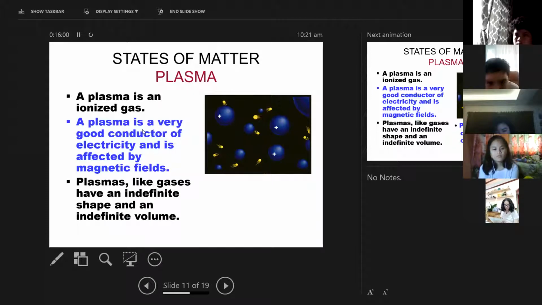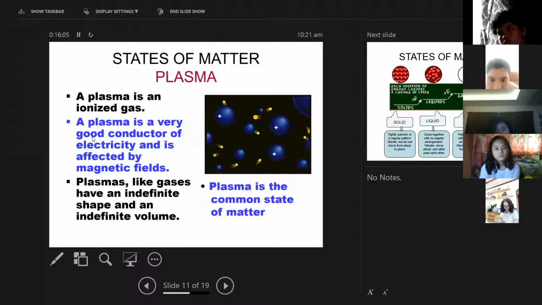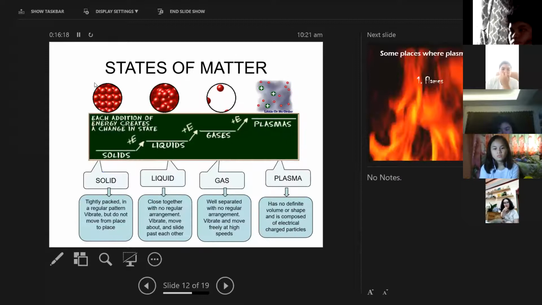Plasmas, like gases, have an indefinite shape and indefinite volume, and at the same time, plasma is a common state of matter. You can associate plasma as a portion of the sun. The solar radiation is filled with plasma. So this is the four states of matter in its graphical representation, from solid with a tightly packed structure, to liquid with a closely packed structure, to gases which are quite far from each other, and plasma, which is made of ions, positive and negative charges.